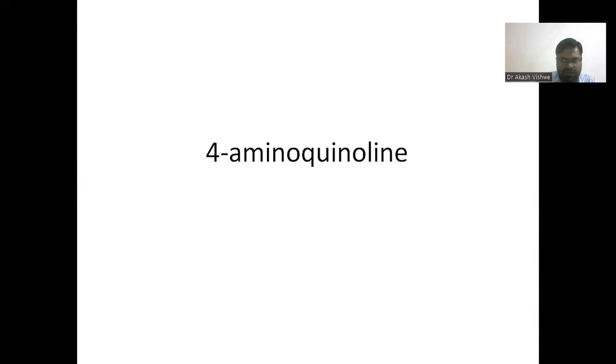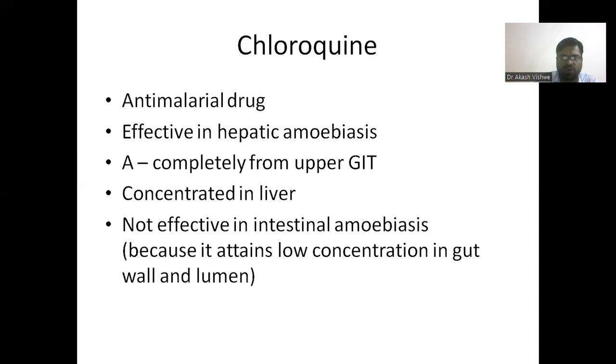Now another category of drug is 4-aminoquinoline. So this is actually chloroquine. It is very famous as an anti-malarial drug, but it is also effective in hepatic amoebiasis. Absorption is complete from the upper GIT, and it is concentrated in the liver. It is not effective in intestinal amoebiasis because it attains low concentration in the gut wall and lumen.